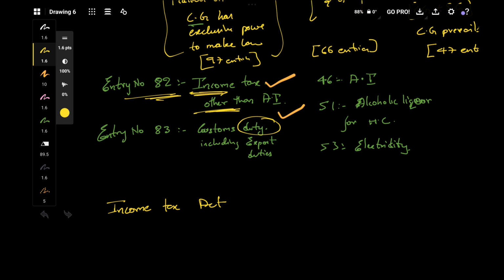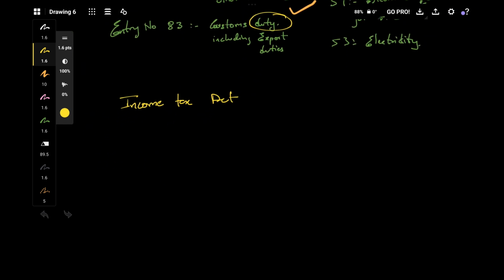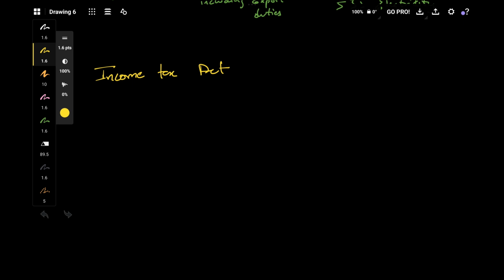But can it directly levy income tax on people's income? No, it can't. First, it has to pass an act. The Income Tax Act has to be passed. There is a mechanism for it. First, the central government, now we have the BJP in power, that's our government in power. Let's assume the Income Tax Act is being passed right now.